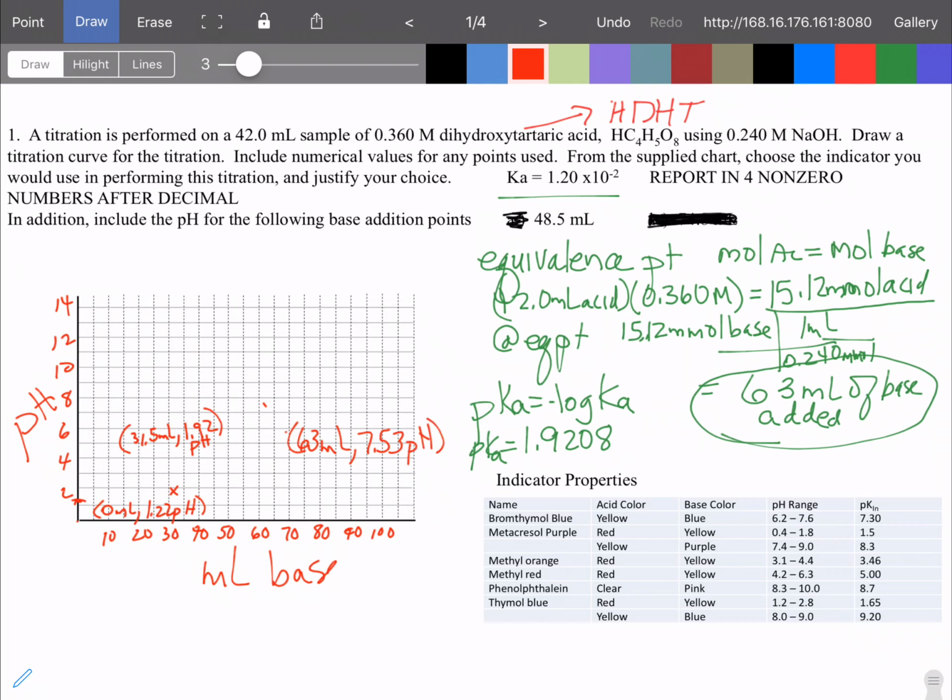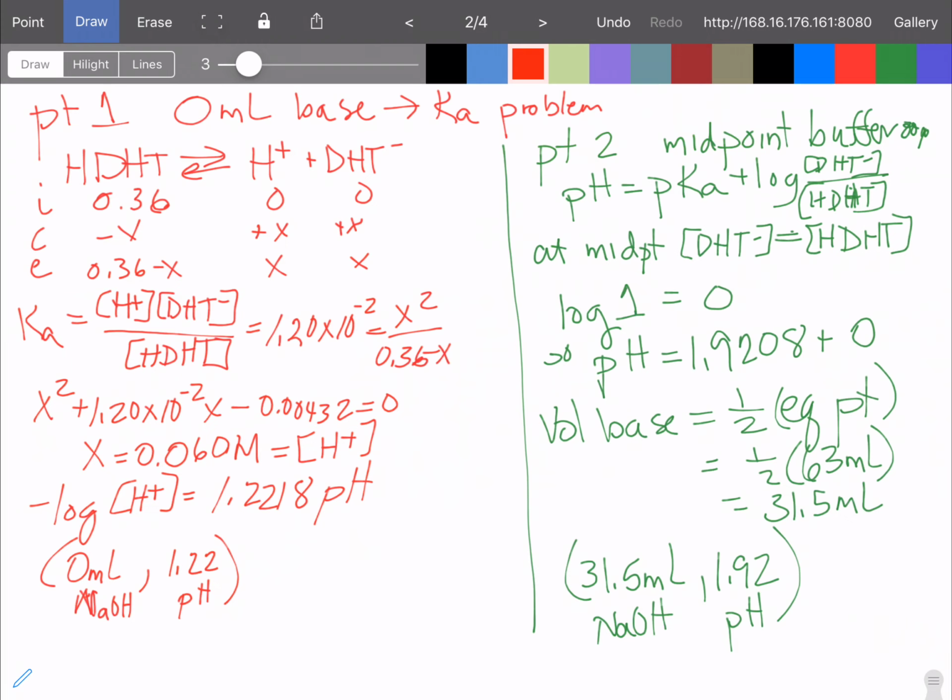And then our last point, we're going to go to infinity, and it's going to max out as 13.38. So this is infinity milliliters and 13.38 pH. So when we go to graph it, what you're going to do is go up and kind of level off, and then go straight up, and then level off there. So now we have graphed it.